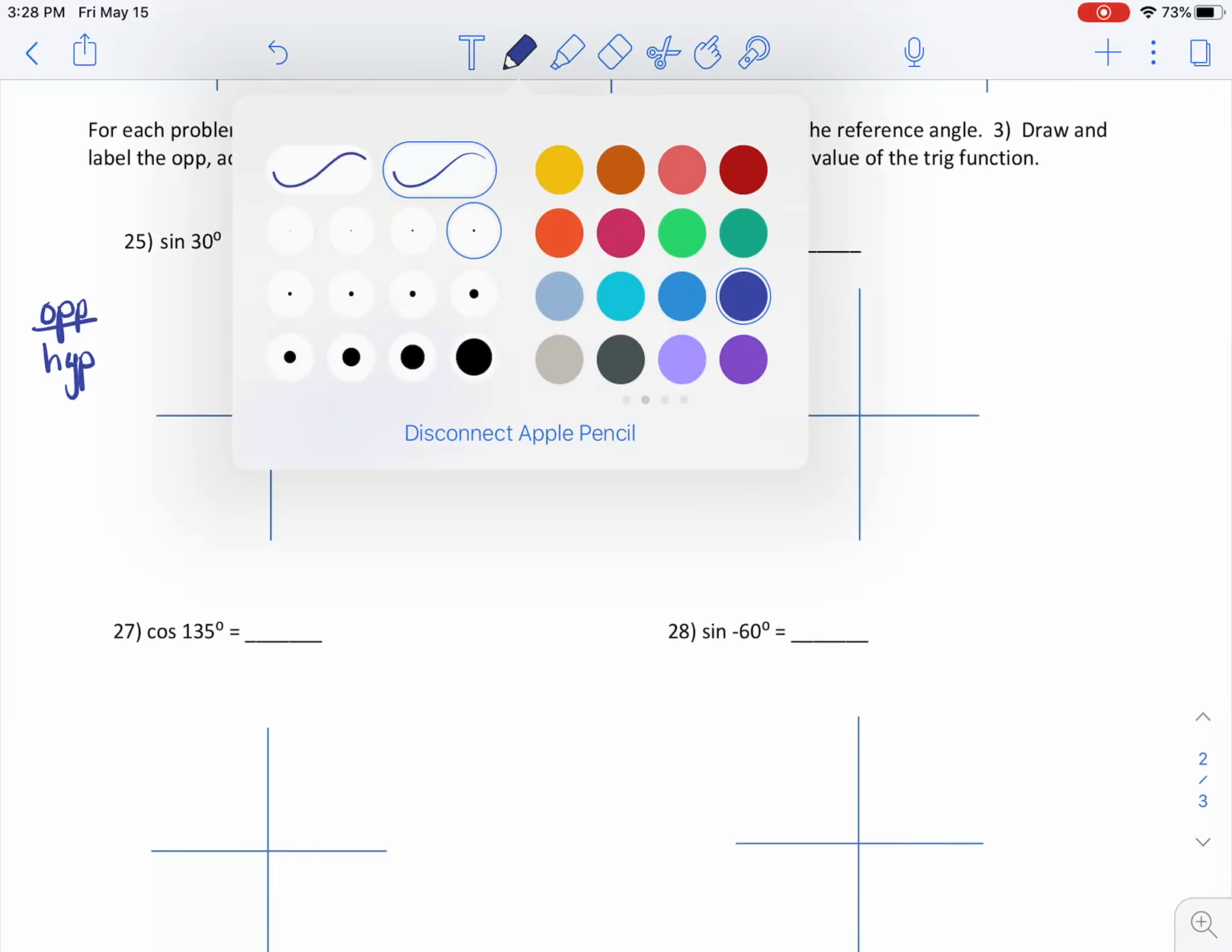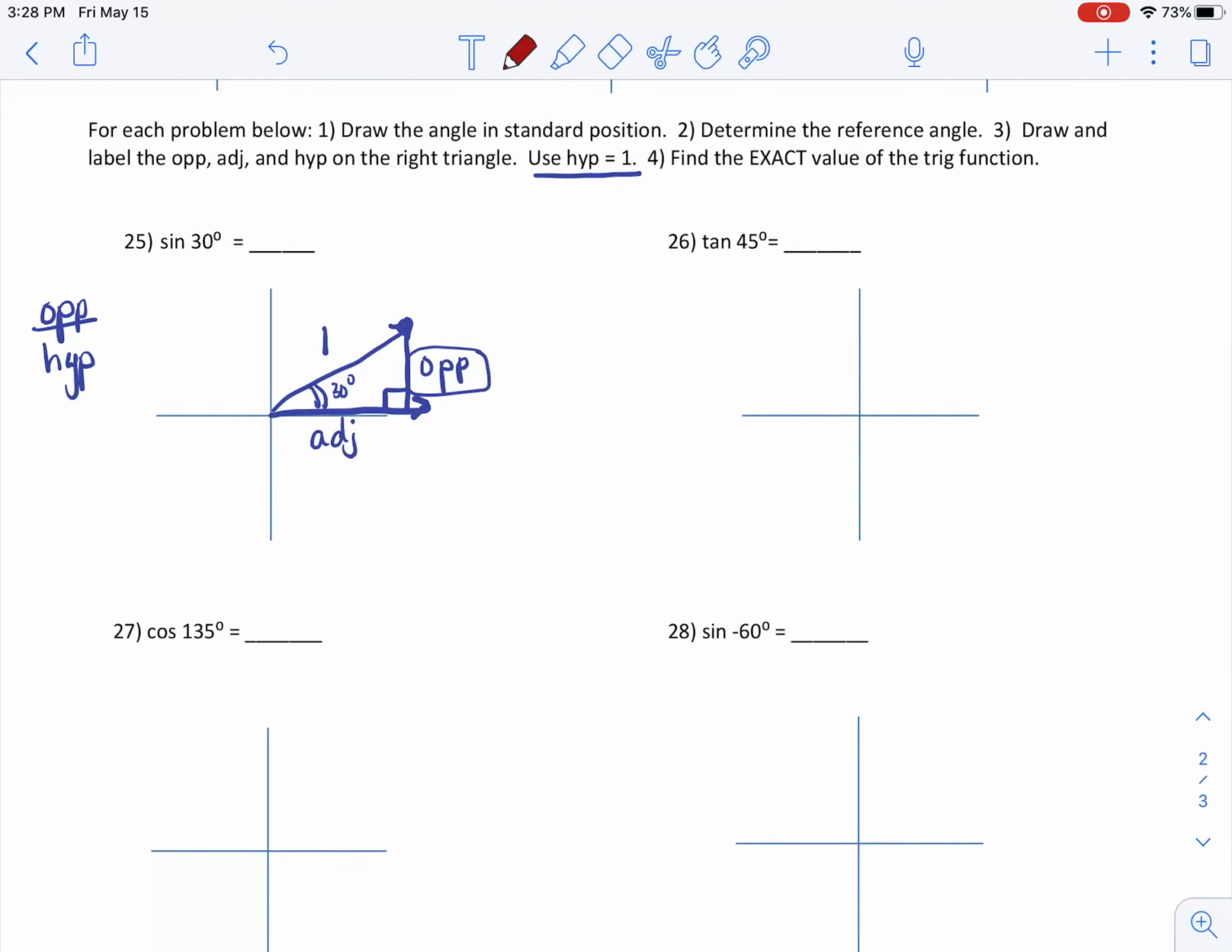Again, if this is a 30, 60, 90, the hypotenuse is twice as much as the shortest leg. The opposite would be the shortest leg, and so it'll be half of that, 1/2. This side would be root 3 over 2, 1/2 times root 3. We just need the 1/2 for our answer here, the sine of 30 degrees.